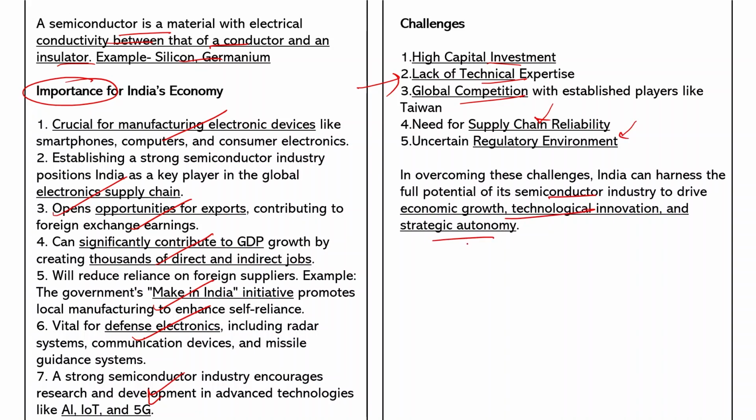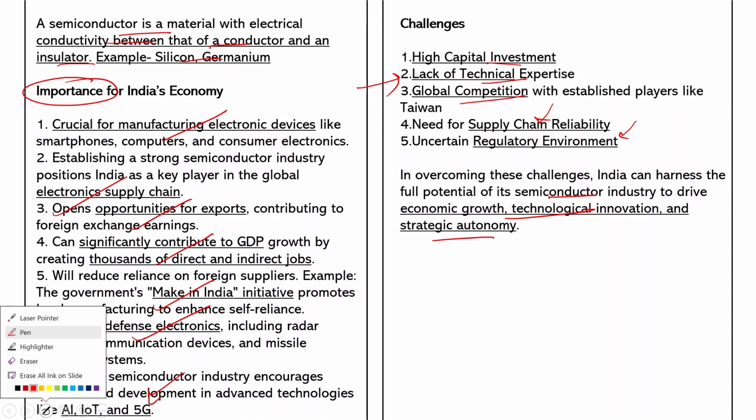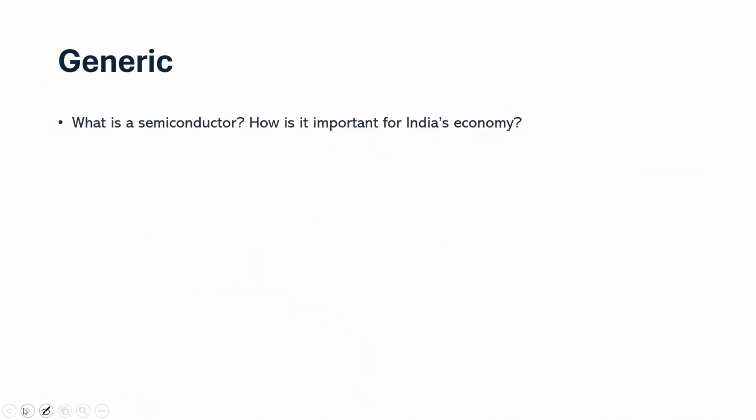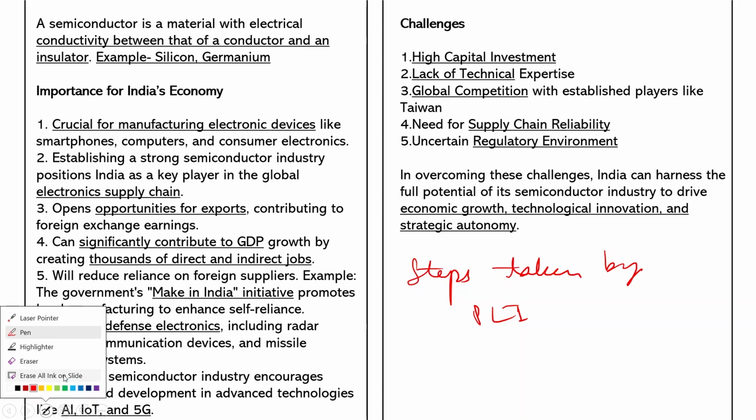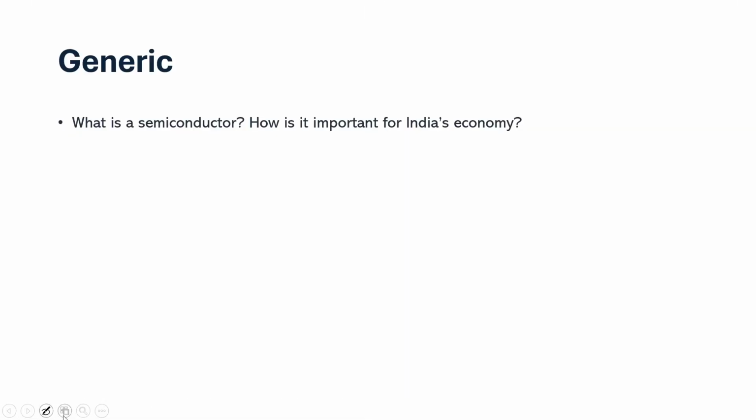So all these things, if you want, you can write it like this, right? What you can also do, instead of challenges, if you want, you can write about steps taken by the government, like PLI initiative, right? Make in India, PLI initiative. What are the steps that the government has taken for promotion of semiconductor industries in India? Okay. So there can be several ways of approaching this answer. Right? There is one way in front of you.